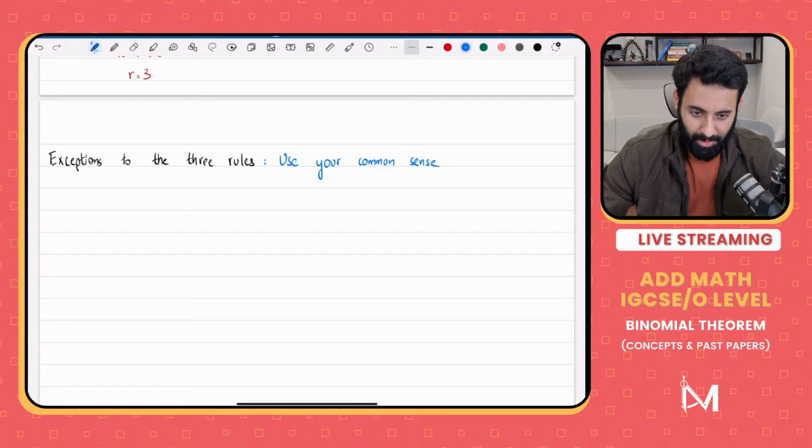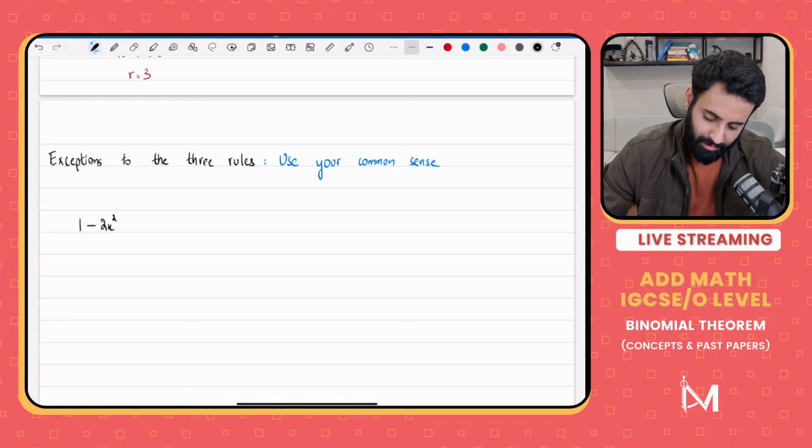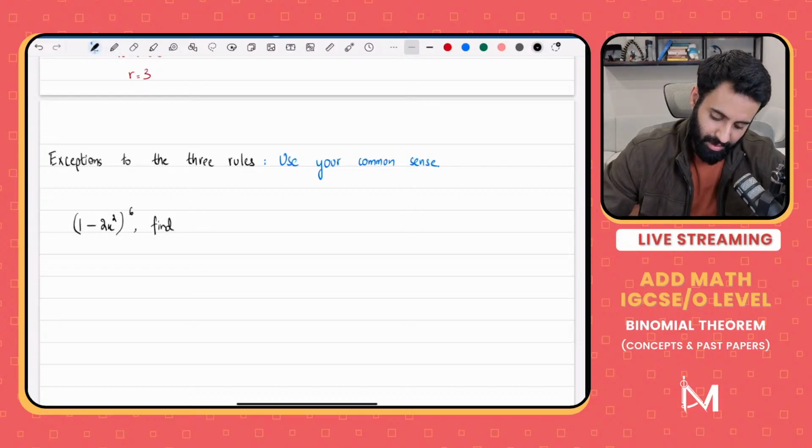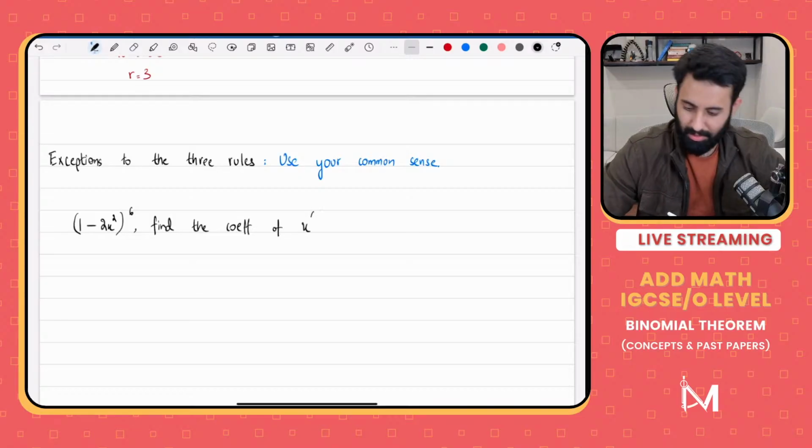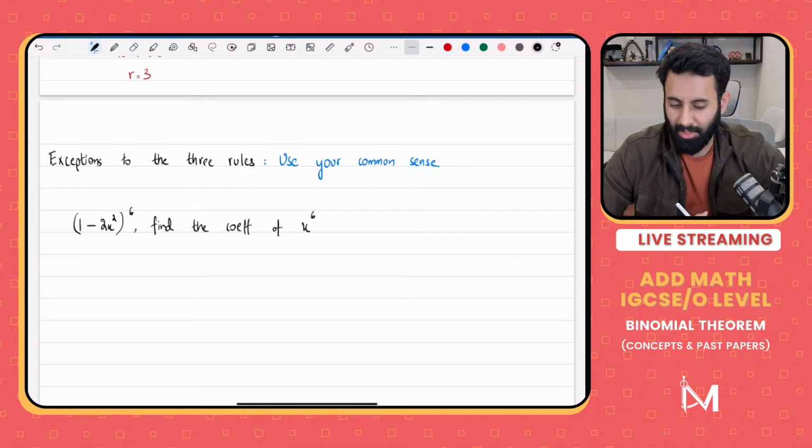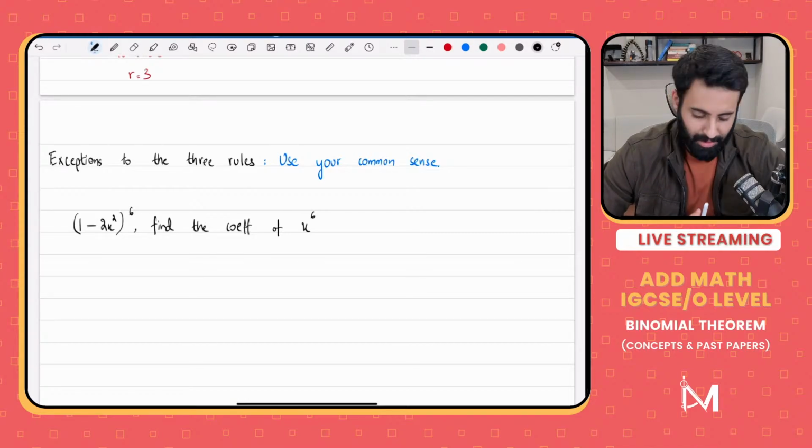Okay, what do I mean by that? Here's what I mean. Let's say you have (1 minus 2x squared) the whole thing to the power 6, and the question says find the coefficient of x to the power 6. Tell me, how will I find out the coefficient of x to the power 6?